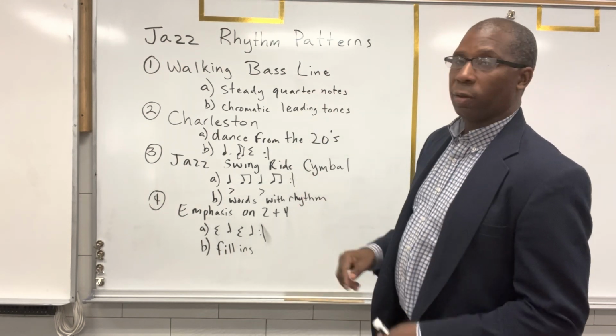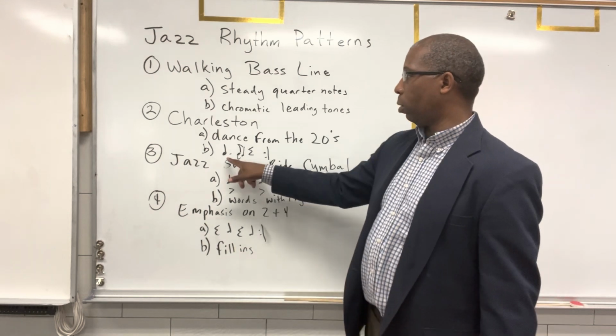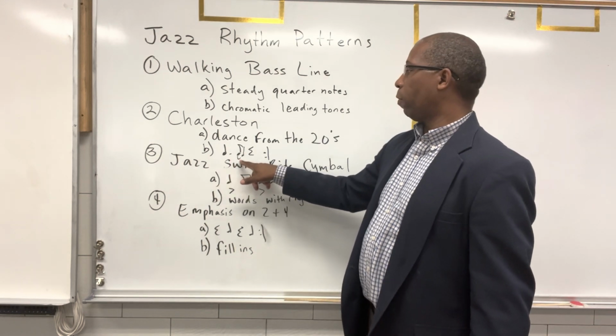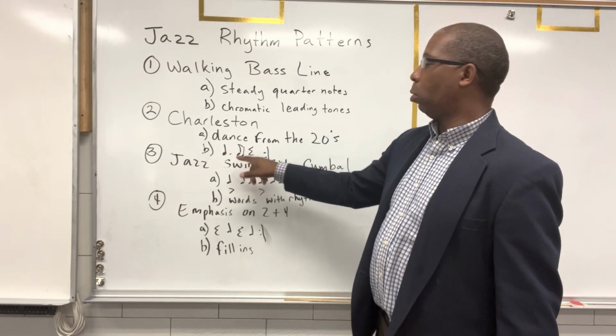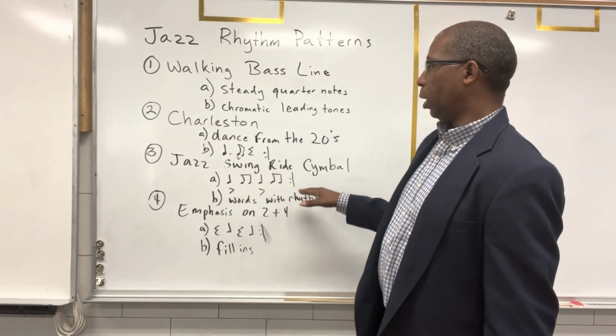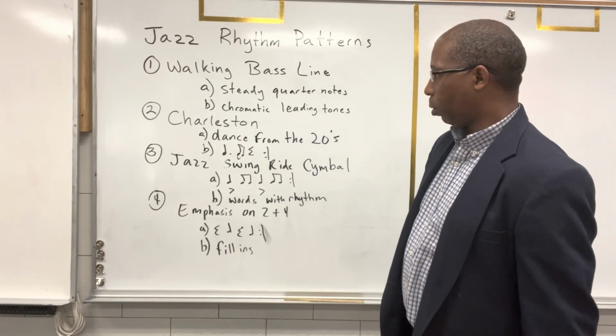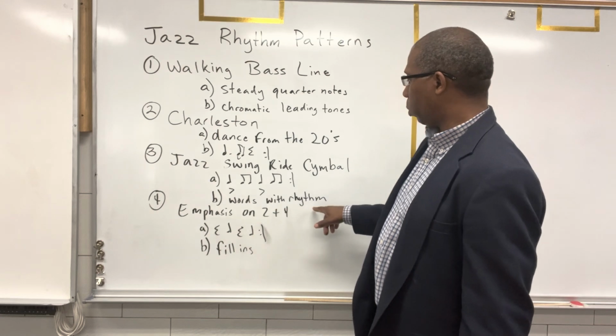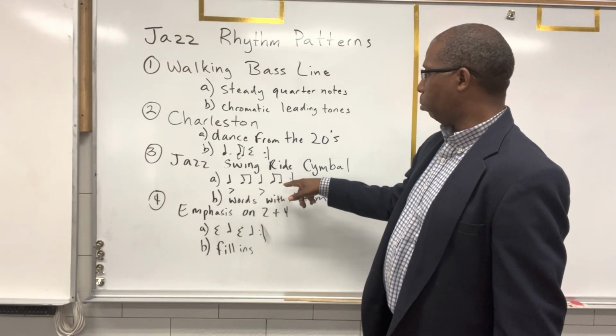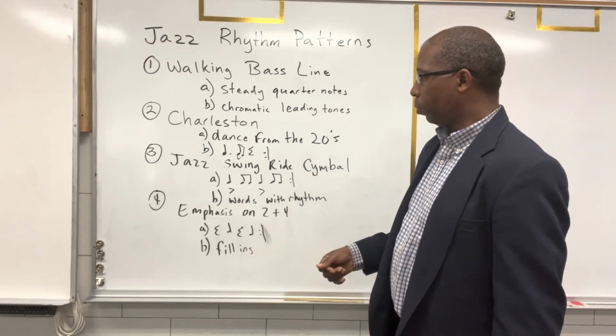Charleston, it's a dance from the 1920s, and here's that rhythm right there, dotted quarter, followed by a tied 8th to a quarter and the rest. And a jazz swing ride cymbal. Remember, we make words with rhythms. Gum, bubble, gum, and it goes on and on, okay?